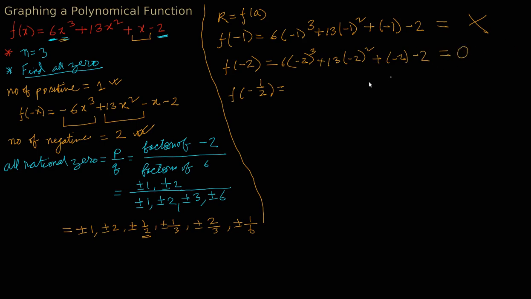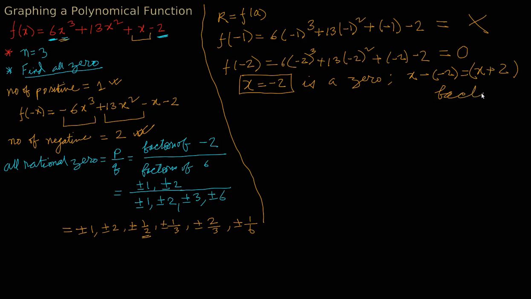So that means, let me erase the other one, we don't need this one. We can now say that x equals -2 is a zero, or that means x minus (-2), which is x plus 2, is a factor. All right, so I already have one real zero. So once I have one real zero, I then need to perform a synthetic division.